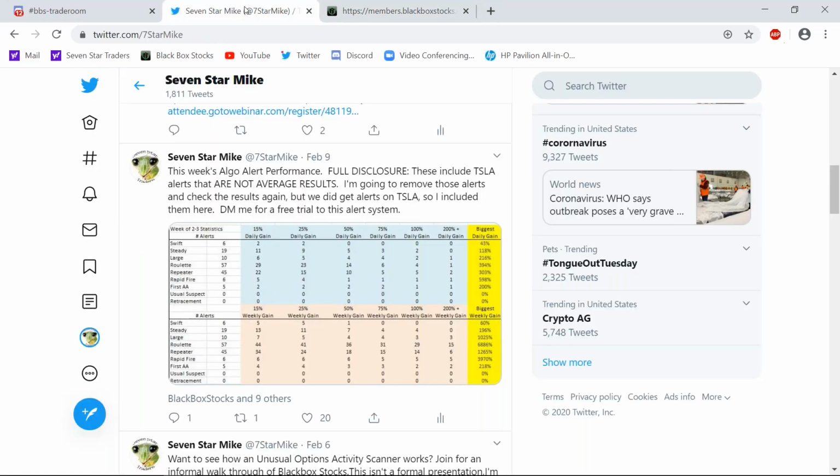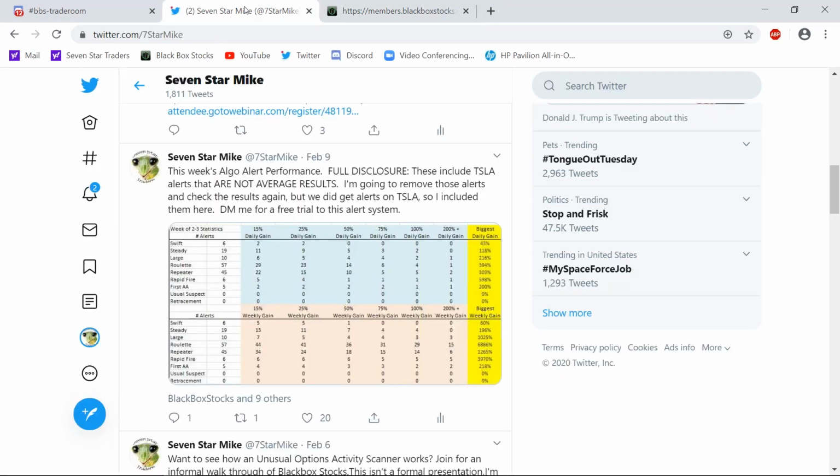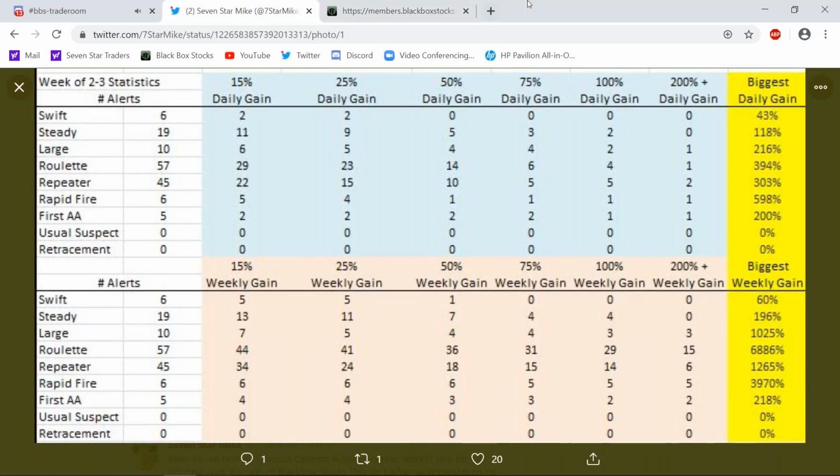If you want to see the performance of the alerts, go to my personal Twitter account. This isn't the company page. This is my personal account at 7StarMike. I put the stats for these alerts up there. This blue portion here is the percentage gain for the same day the alert came out. This pink portion is the percentage gain if you held throughout the week, whatever the weekly high was.